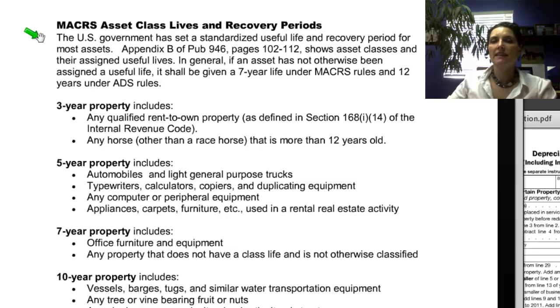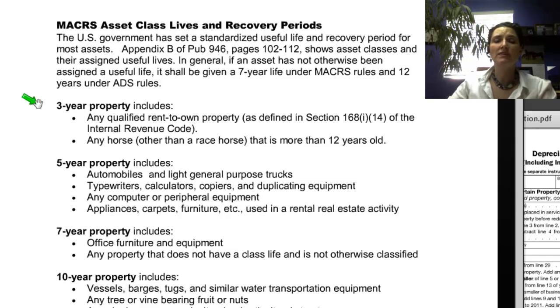In general, an asset that has not otherwise been assigned a useful life shall be given a 7-year life under MACRS rules and 12 years under ADS rules. In virtually every return we prepare, it is likely that we're going to be applying MACRS under the GDS system. And since we're working under GDS most of the time, that's what we're going to really focus on here. And I've summarized some of the key categories that you should be aware of.